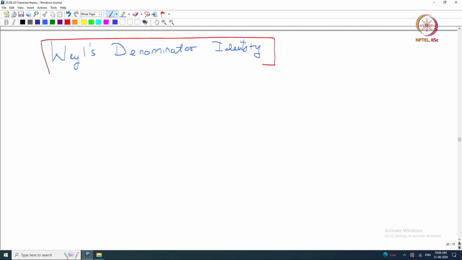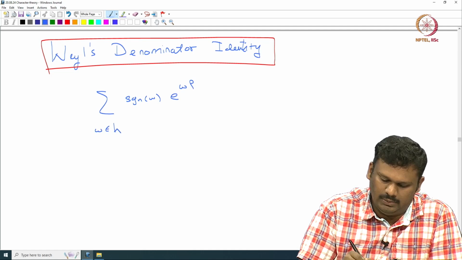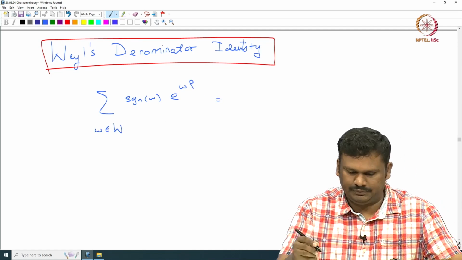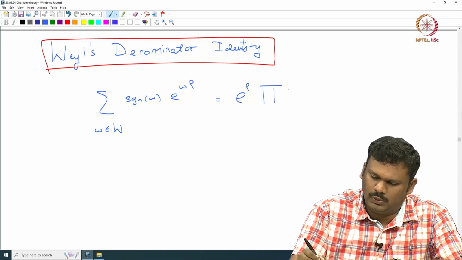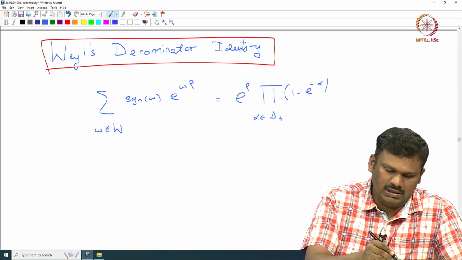You can think of this as happening inside Z H star. The identity says the summation of the sign of W, e power W rho, W in the Weyl group, is equal to e power rho times the product of 1 minus e power minus alpha, alpha in delta plus. So this is what the identity says.